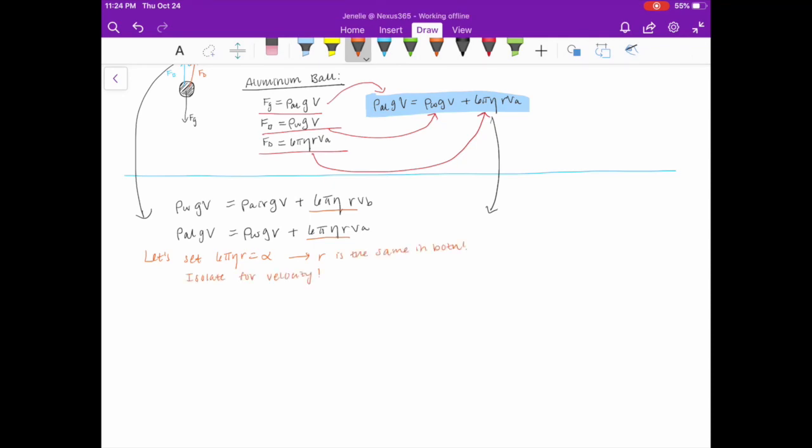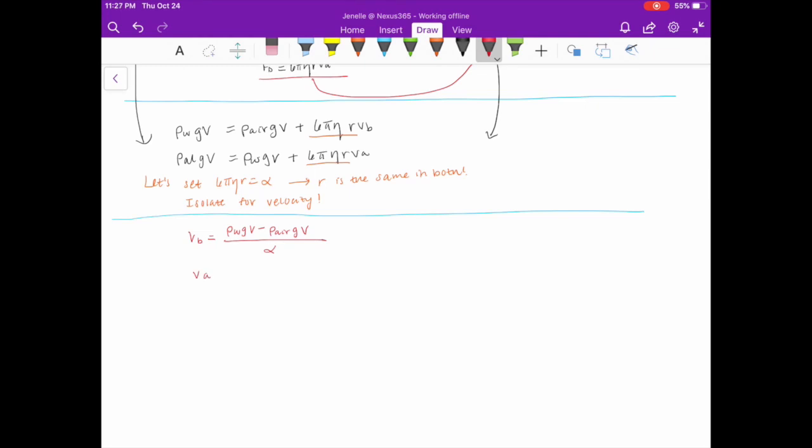Ultimately, we are trying to figure out what the final terminal velocity of the aluminum sphere is. And so, let's solve for the velocity for both of these two equations. So in the first equation, we're solving for the velocity of the air bubble, and in the second equation, we're solving for the velocity of the aluminum sphere. Okay, now let's look at these two equations. We have two unknowns. We don't know what the velocity of the aluminum sphere is, and we don't know what alpha is. So what do?